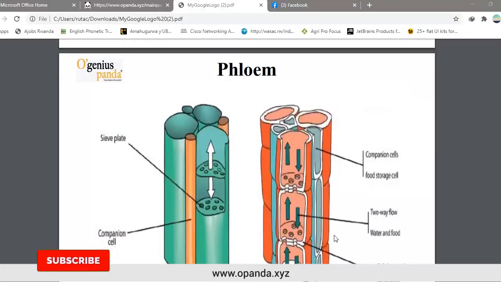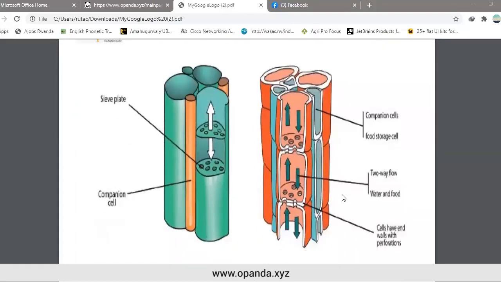Now you find phloem, you find that arrows now are from up to down. Normally, they are made of companion cells as food storage cells.